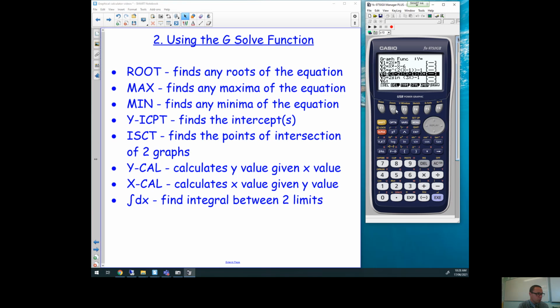What other function have I got here? So I've also got an exponential graph. So let's have a little look at that one and what we can do with it. So there's our exponential graph. That looks pretty good. So again, we could do G-solve minimum. Well, there is no minimum for that. We could go G-solve y-intercept. That tells us minus 0.864.